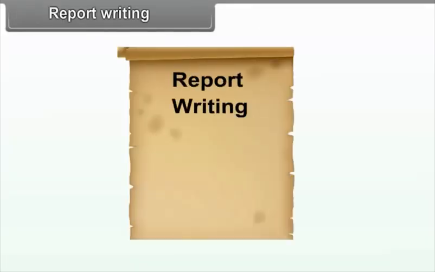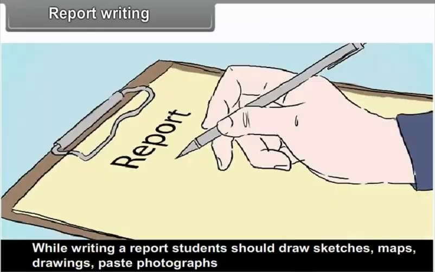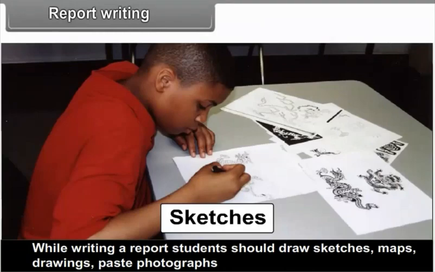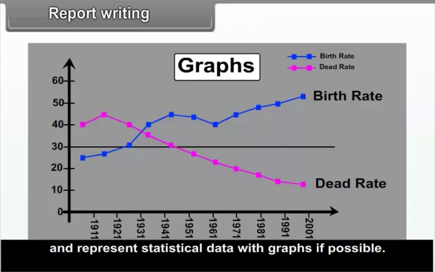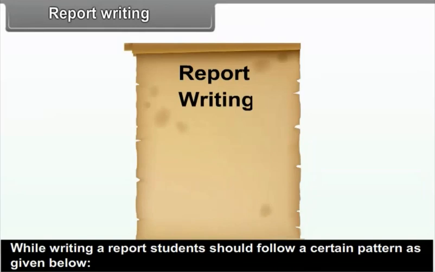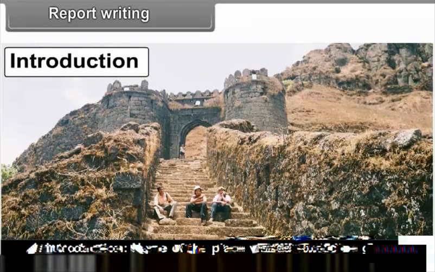Report writing. The report should include whatever information they have collected along with their observations. While writing a report, students should draw sketches, maps, drawings, paste photographs and represent statistical data with graphs if possible. While writing a report, students should follow a certain pattern as given below. 1. Introduction. Name of the place visited should be given.